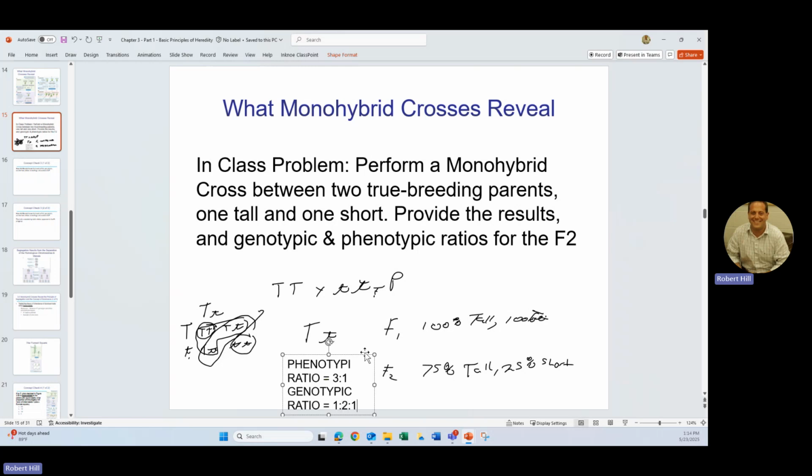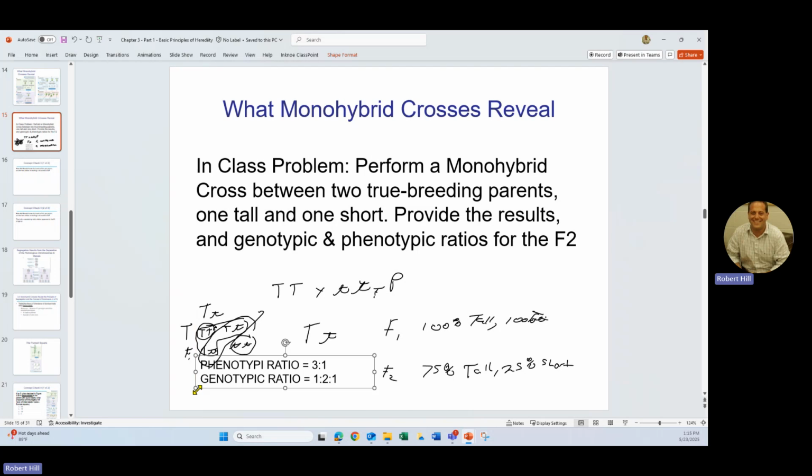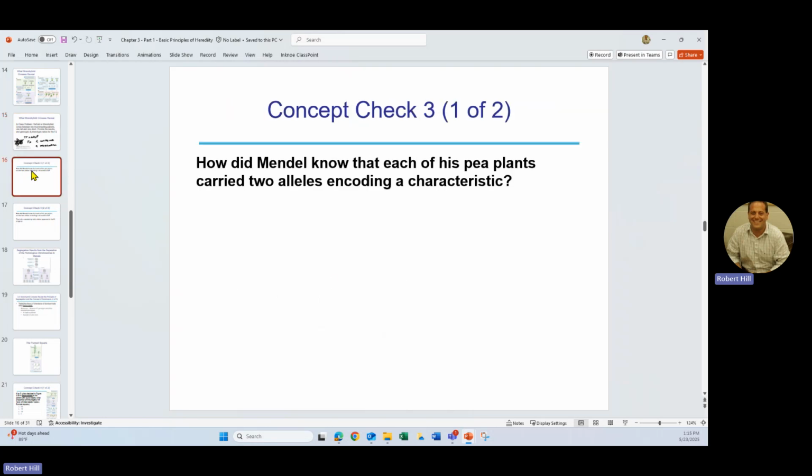All right, so why are these ratios important? Well, no matter what trait or characteristic Mendel looked at, as long as he crossed 2 true breeding parents, and as long as he self-fertilized the F1 generation, he always got these ratios. He always got a 3 to 1 phenotypic and a 1 to 2 to 1 genotypic ratio. And it's understanding this that is crucial for being able to answer these questions on the exam.